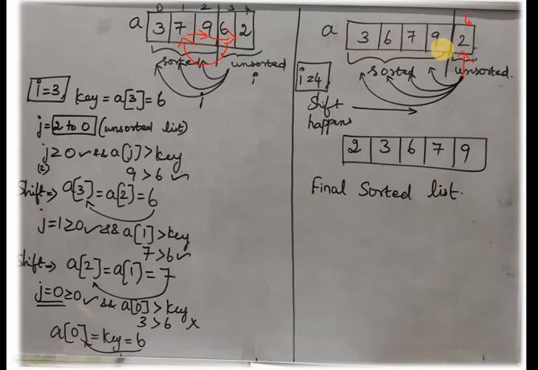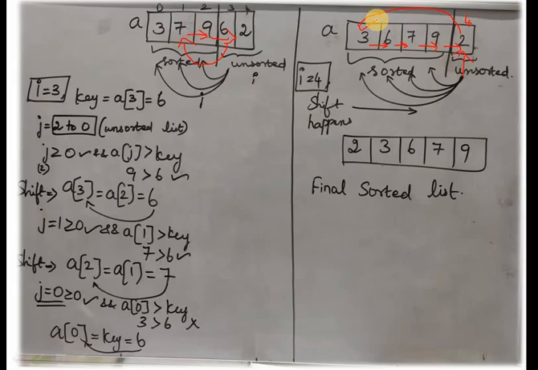All elements in the sorted list are greater than this key element, so everything is shifted. 3 is shifted to the first position, 6 to the second position, 7 to the third position, and 9 is shifted to the fourth position. Then 2 will be inserted in the 0th position. So this is how insertion sort does the sorting.